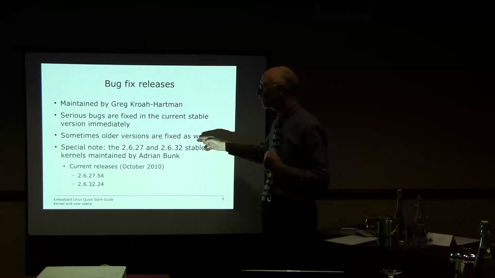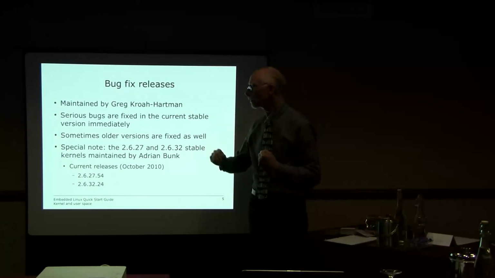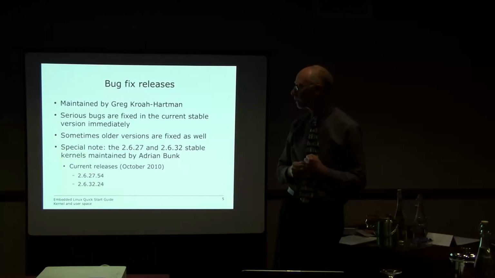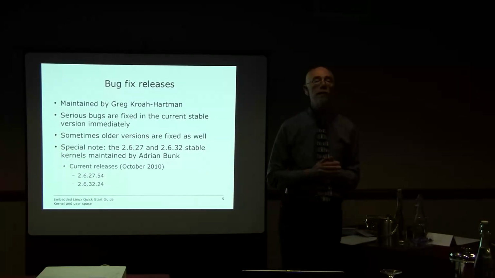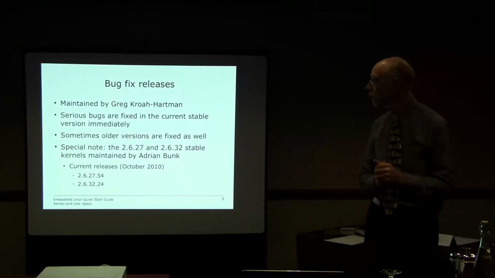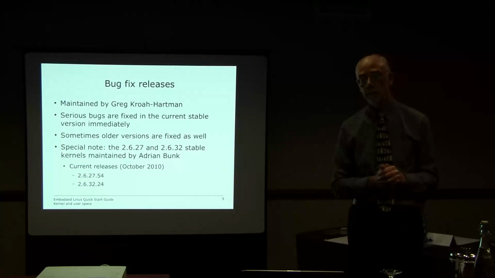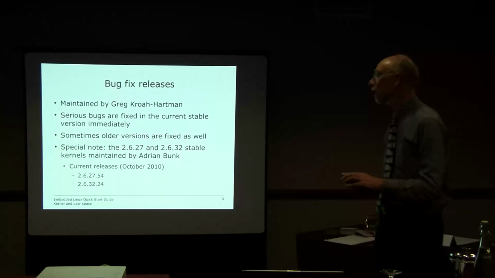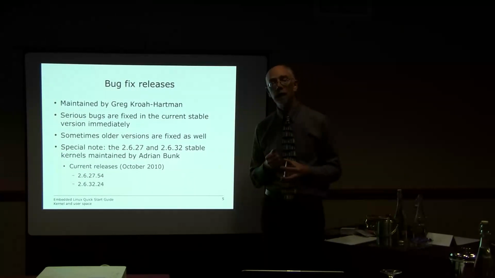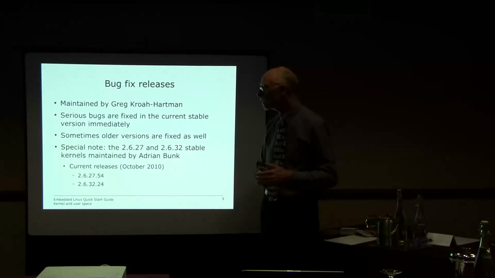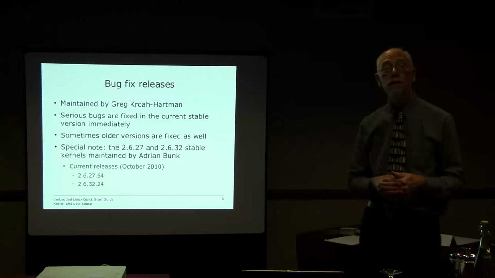From time to time, people maintain some kernel versions for longer periods of time. So 2.6.27 has been maintained and is currently up to .54. And 2.6.32 likewise has had bug fixes and is currently at bug fix 24. So if you are planning to use your own kernel and you are interested in long-term support, these are usually supported for 2, maybe 3 years, then maybe you would choose one of these so-called stable kernels.